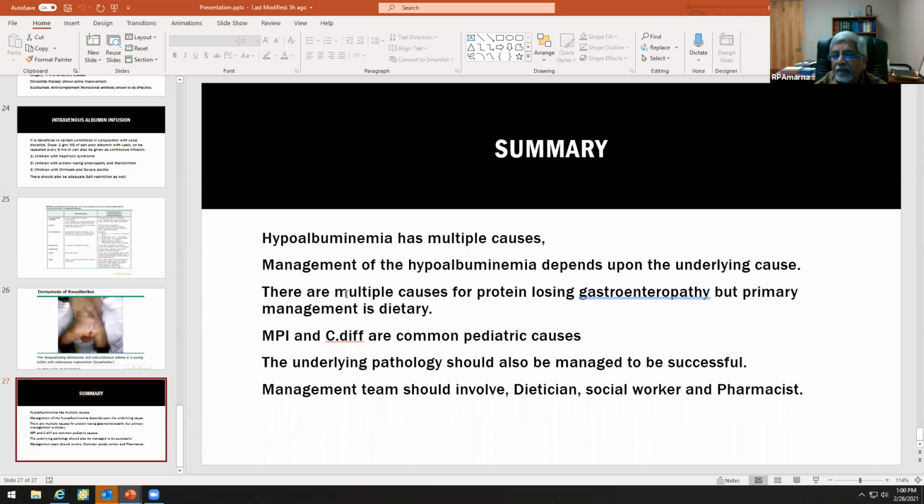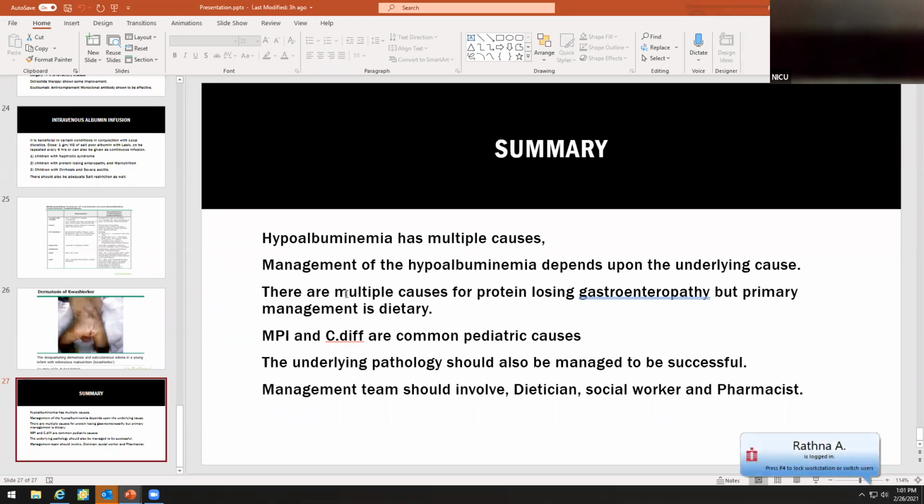Do you guys have any questions? Dr. Amarnath, this is Colin from the NICU. I have a quick question. I understand you were talking about protein-losing enteropathy. We're saying that one of the treatments is you want to try and increase the patient's protein intake. I understand that, but I was wondering why you want to have a low-fat intake. How does that relate to PLE?